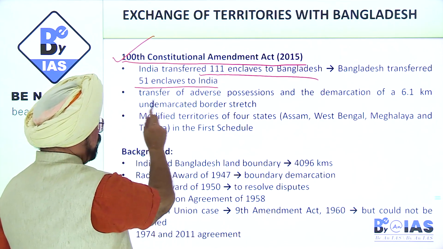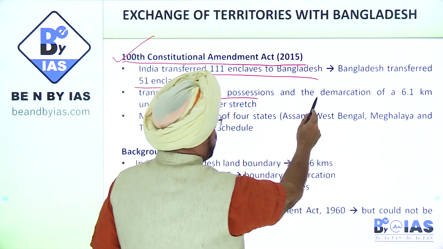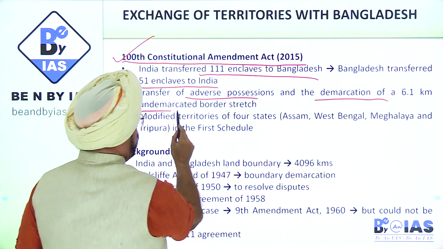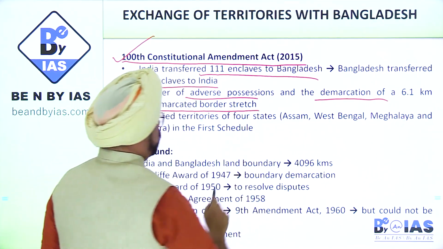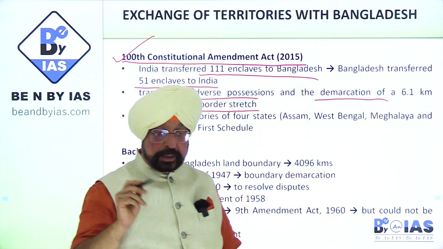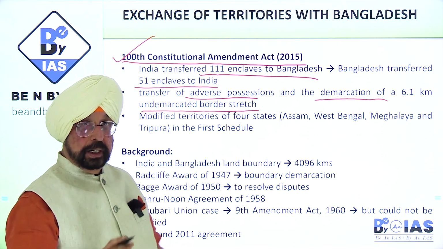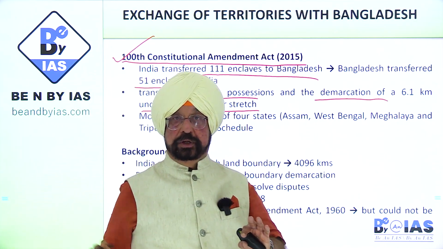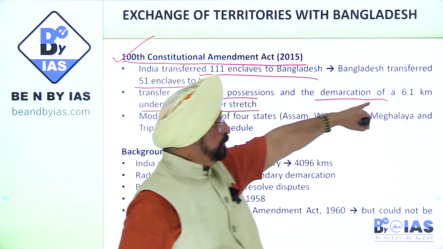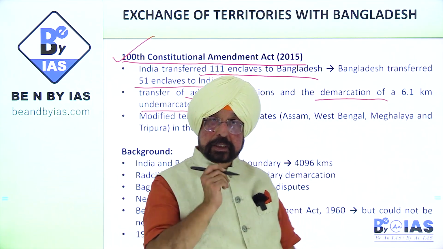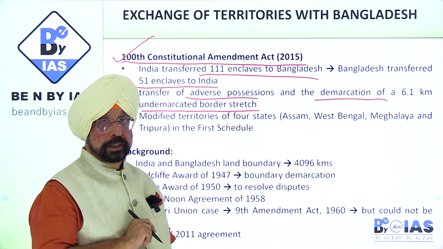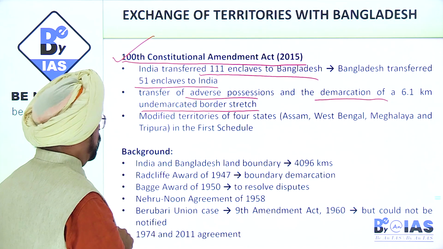Okay, so transfer of adverse possessions and demarcation of a 6.1 kilometer undemarcated border stretch. So there was some undemarcated stretch, which was not marked. There was no demarcation of the boundary. So about a stretch of 6.1 kilometers. These facts, please note down. This will help you in your Polity GS paper.